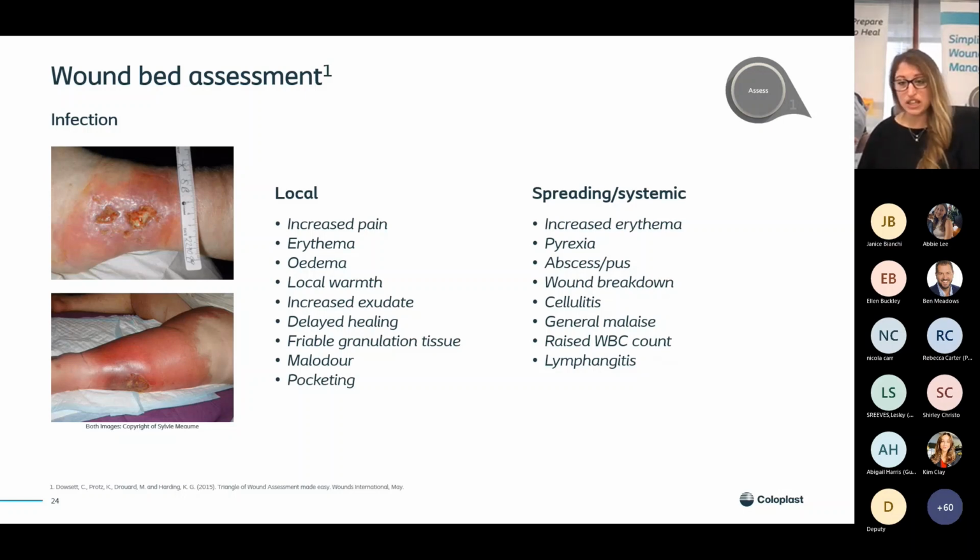How is the patient feeling? Do they feel generally unwell? Do they feel like they have flu-like symptoms? Are they really achy? And have we done any bloods? Is there any raised blood count levels there?